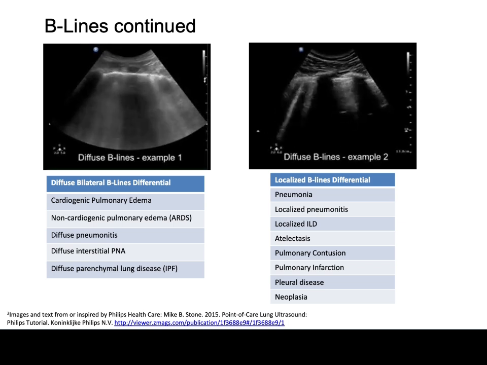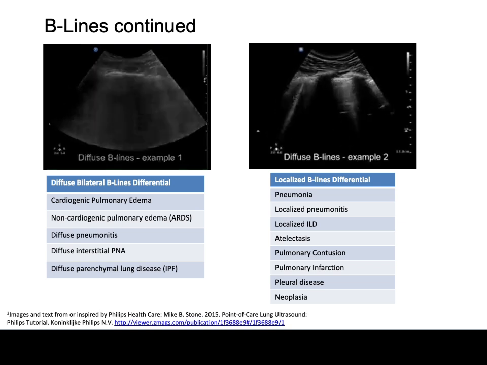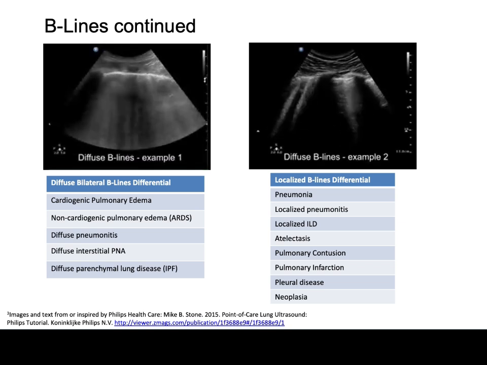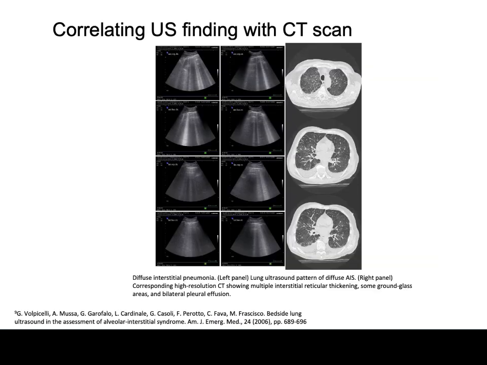On the right-hand side of the slide, you can see a differential diagnosis for localized B-lines, which include pneumonia or localized pneumonitis, localized interstitial lung disease, atelectasis, pulmonary contusion, pulmonary infarction, localized pleural disease, and neoplasia. Here is a still image correlating the presence of B lines to what you may see on CT scan.